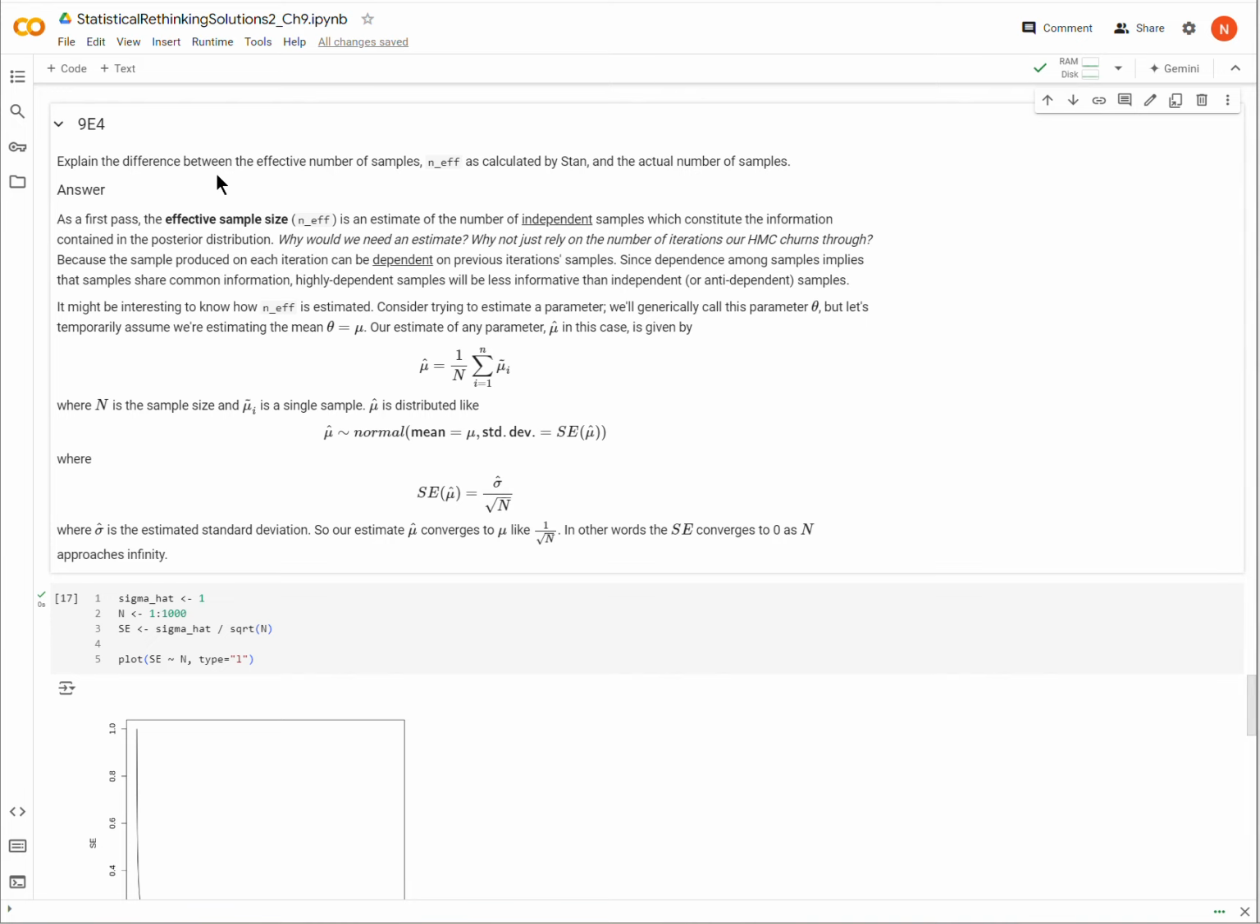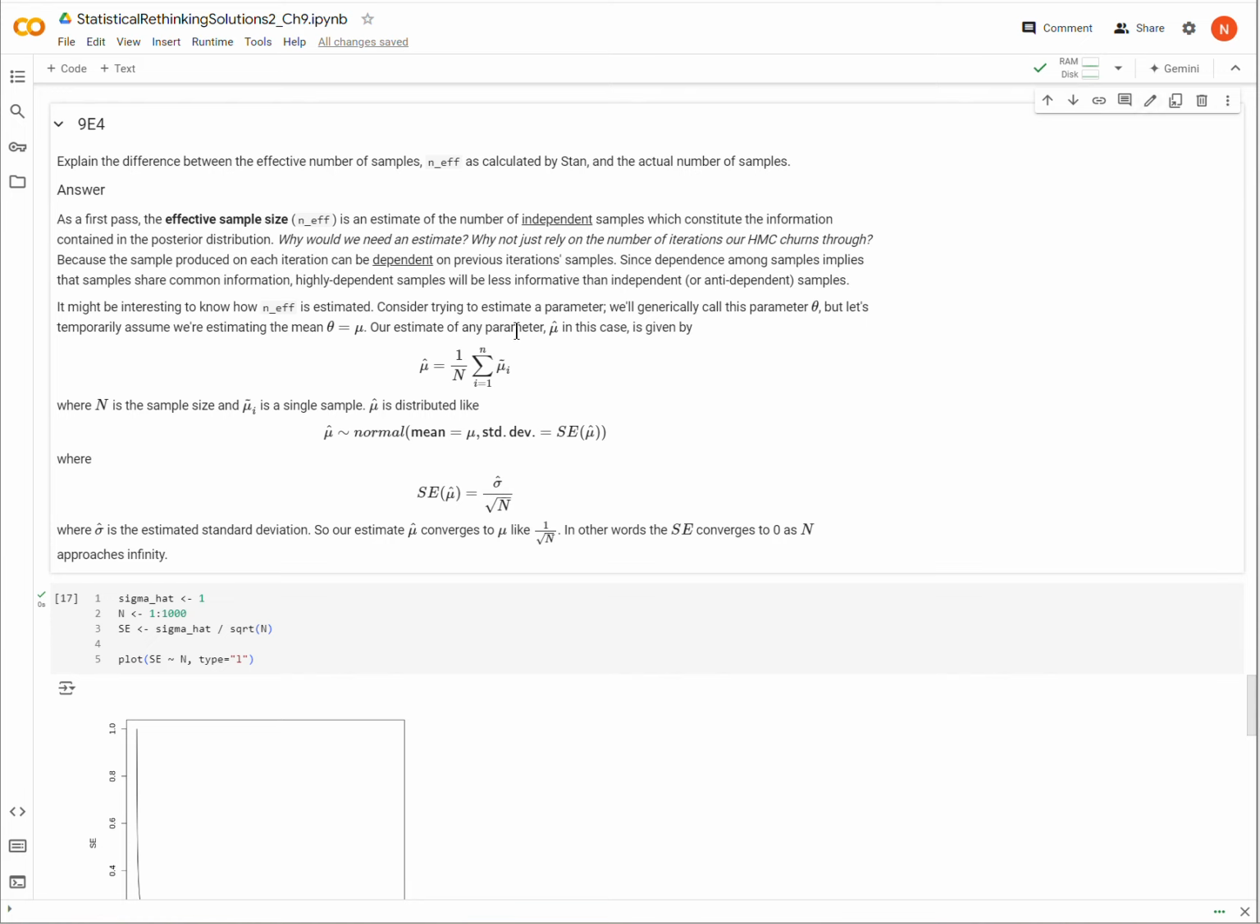So just to bluntly answer the question, the difference is that the actual number of samples provides less information than independent samples. And the number of effective samples is our estimate of the number of independent samples it would take to produce the same amount of information that was contained within our dependent samples. So that answers the question.